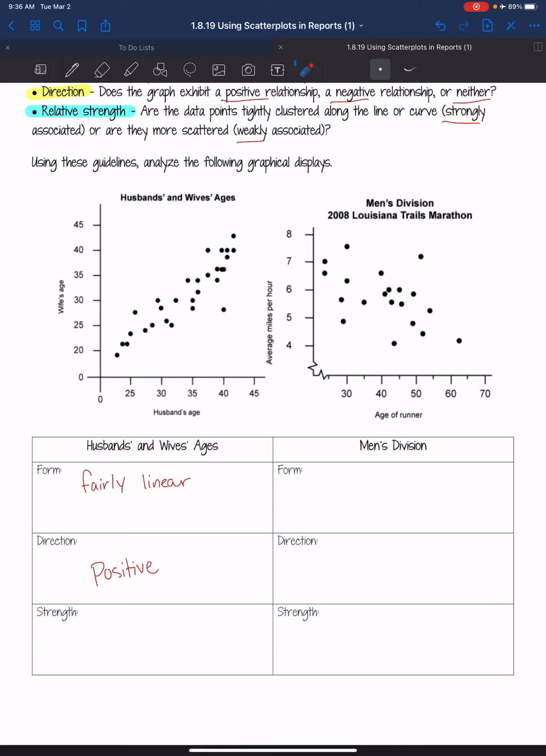And then what about strength? How closely compact are these dots? Are they scattered all over the place, or are they following kind of a straight line together? And it looks like these are following fairly close together, right? As the husband's age moves up, the wife's age moves up with it. So this is a fairly strong correlation.